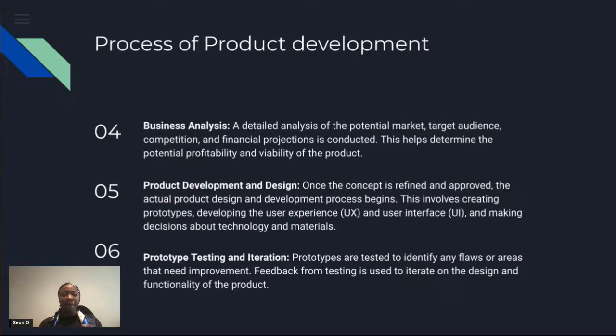So this is the product development and design phase, where you're working hand in hand with your design team, working hand in hand with your engineers to ensure that this idea that you've had, this concept that you have, is brought to life. Then you have the prototype testing and iteration. Prototypes are to identify any flaws or areas that need improvement. Feedback from testing is used to iterate on the design and functionality of the product.